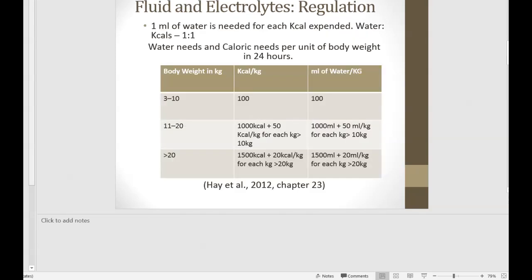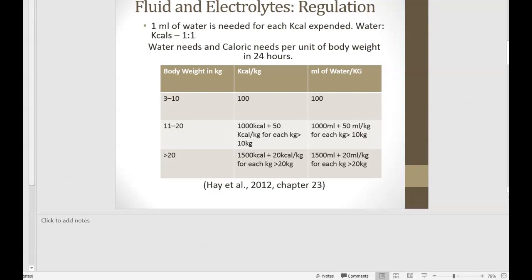Fluid and electrolytes regulation. 1 milliliter of water is needed for each kilocalorie expended. Water to kilocalories is 1:1. Water needs and caloric needs per unit of body weight in 24 hours. For body weight of 3 to 10 kilograms, they need 100 kilocalories per kilogram, and so they would need 100 mL of water per kilogram.